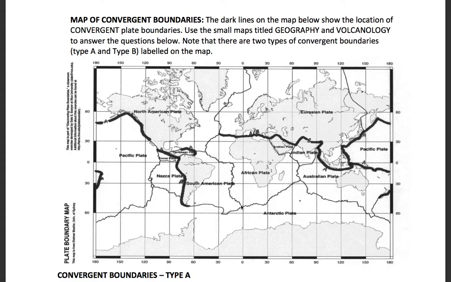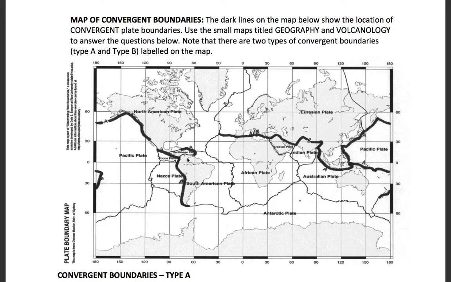And note on this map, there are 2 different types of boundaries. There's type A boundaries, and there's type B boundaries. We're going to be mainly focusing on these A boundaries, and a great one to look at is on the west coast of South America. But there are a few questions about B boundaries. Look at this location when you're answering questions about B boundaries. That's the best place in the world where we have an example of a type B convergent boundary.